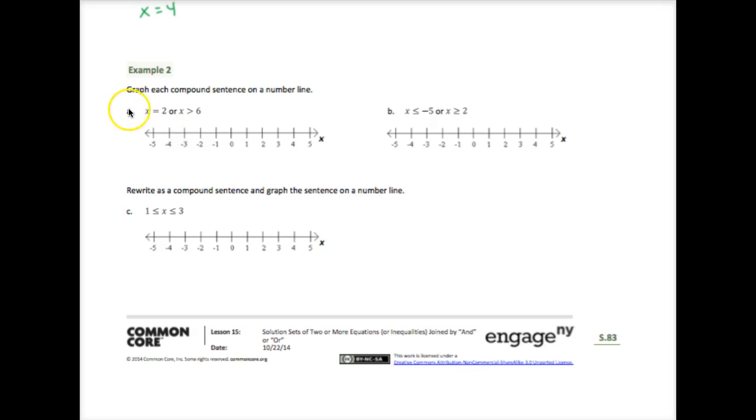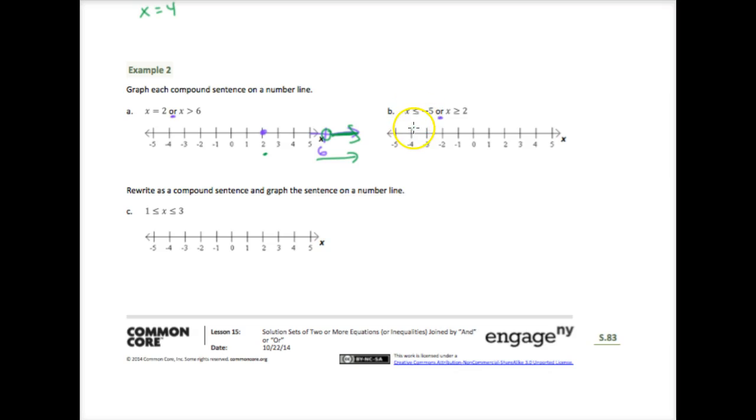Example 2. Graph each compound sentence on a number line. Interestingly, we have two questions with an or. Or means we have two choices. Let's have a look. X equals 2 or x is greater than 6. We're going to have to expand this number line a little bit. Give ourselves a 6, another color so we can see it. Open dot on 6 and slide up. Two answers. One here and all of this area here.